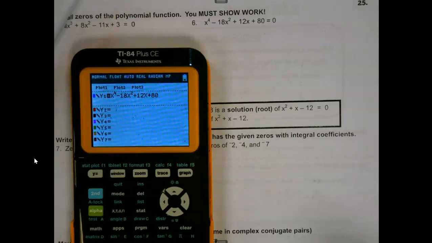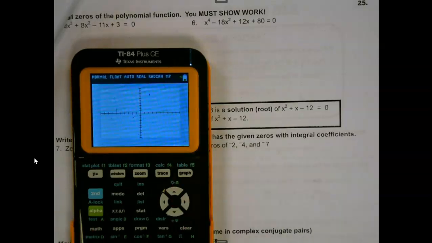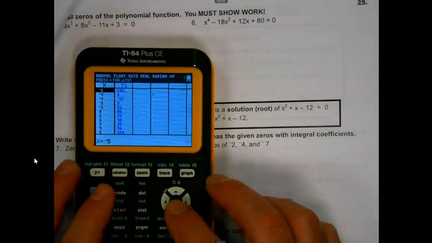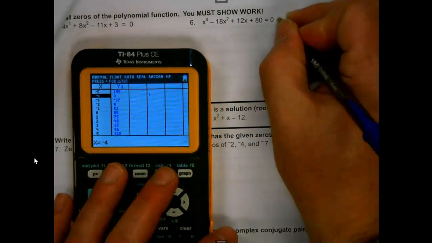Well, hang on. Let's see what happens here. Let's see what happens here with 6. Oh. We got 2. Okay, let's see. There they are, -4, -2. All right.